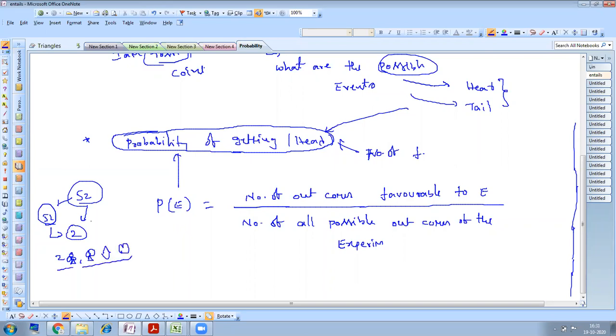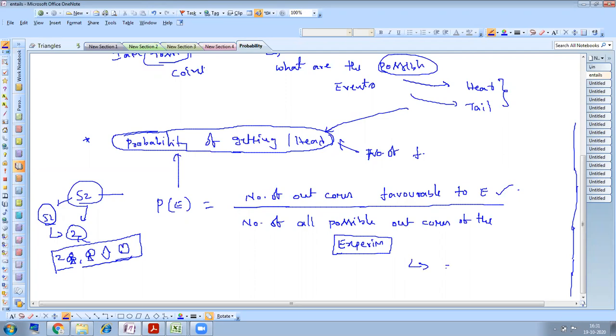So you are having 52 possible events, but in that only 4 are favorable to your requirement. That is the meaning of outcomes favorable to the event. That purely depends upon which question they are asking. And the number of possible outcomes depends completely upon what experiment you are performing.